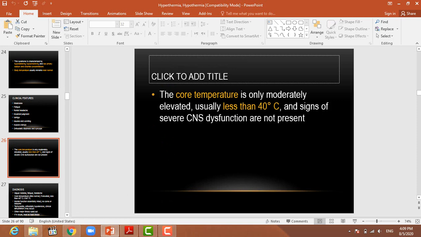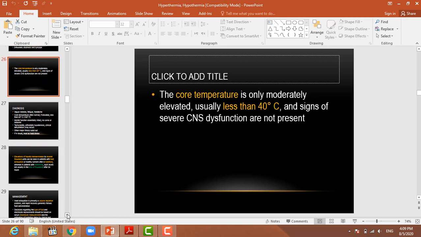In heat exhaustion, the core temperature is only moderately elevated, usually less than 40 degrees, and the signs of severe CNS dysfunction are not present. This is very important, because when the temperature is above 40 and the signs of neurological problems are there, we move to the next topic, heat stroke. In heat exhaustion, the core temperature is usually less than 40, and CNS symptoms are not there. The central nervous system is usually not involved in this case.